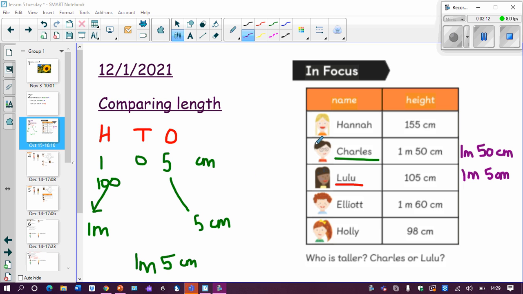Now that both Lulu and Charles are measured in metres and centimetres, we can compare the two lengths and see who is the tallest. Charles is the tallest because he is 45 centimetres taller than Lulu. Tick if you got that right.